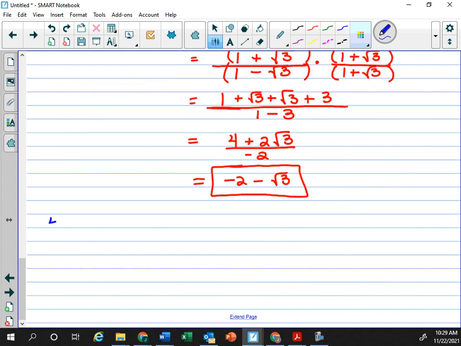Okay, this one's going to look a little different. We've got the sine of 80 degrees times the cosine of 20 degrees, minus the cosine of 80 degrees times the sine of 20 degrees.